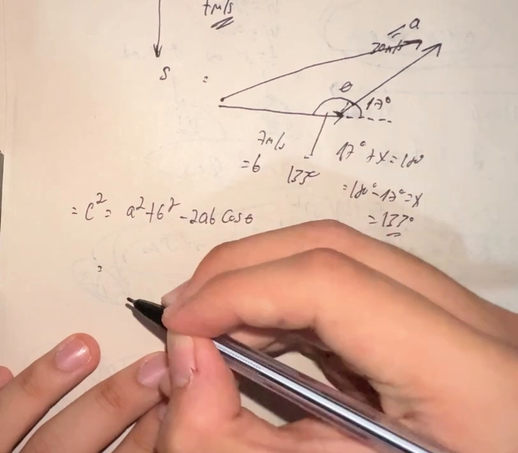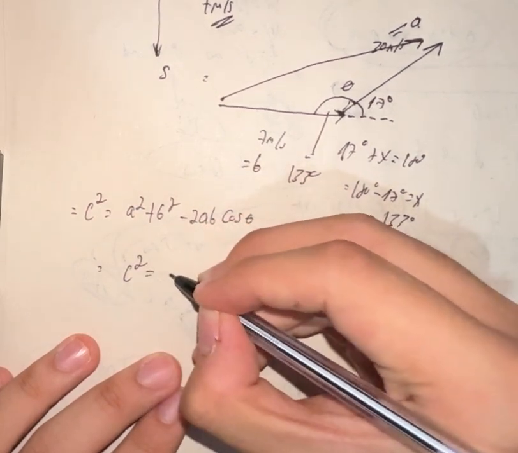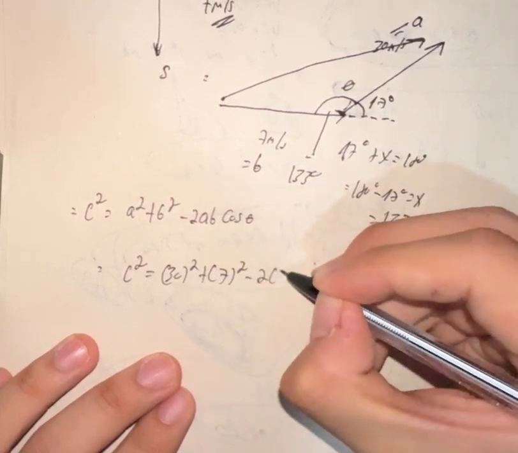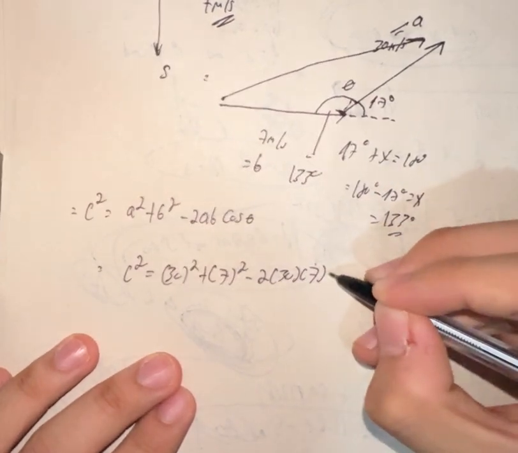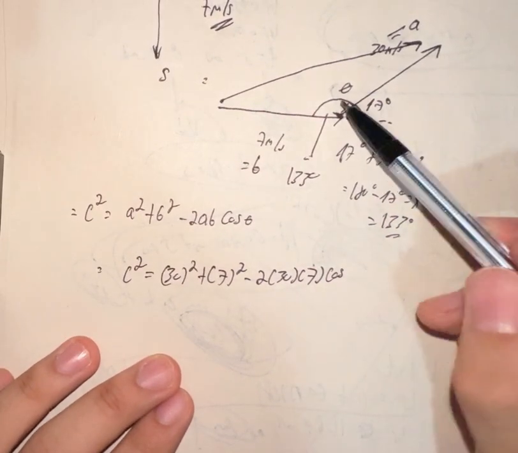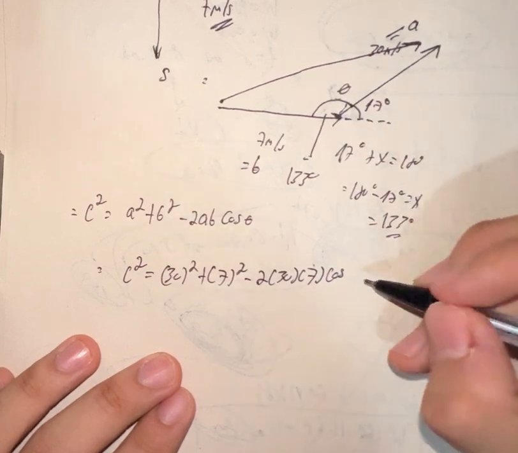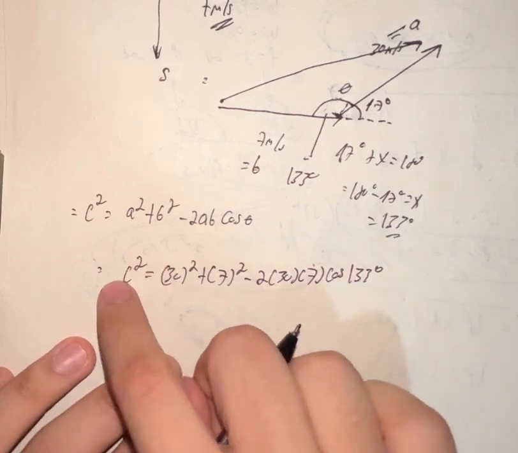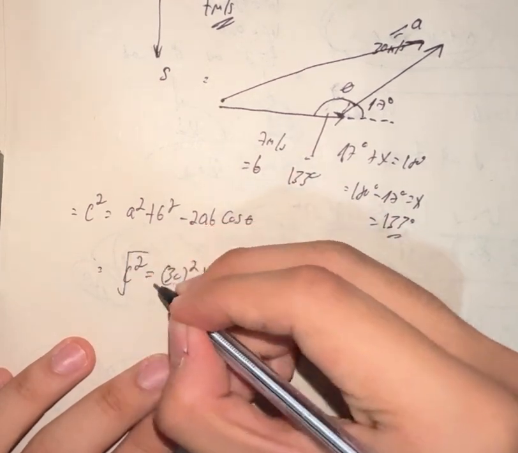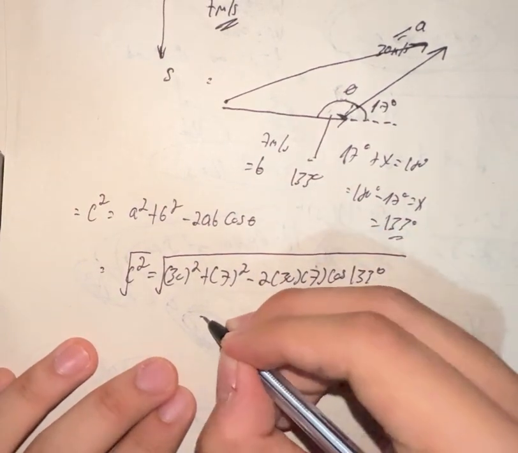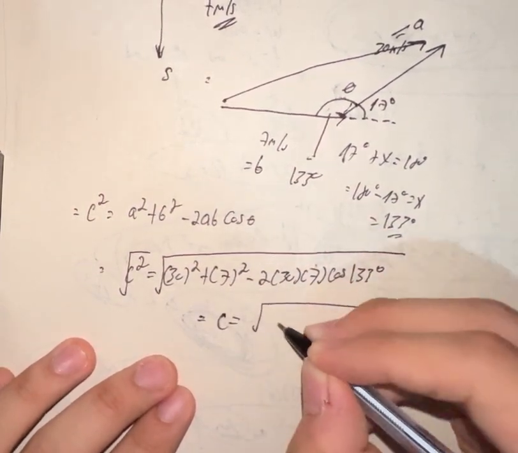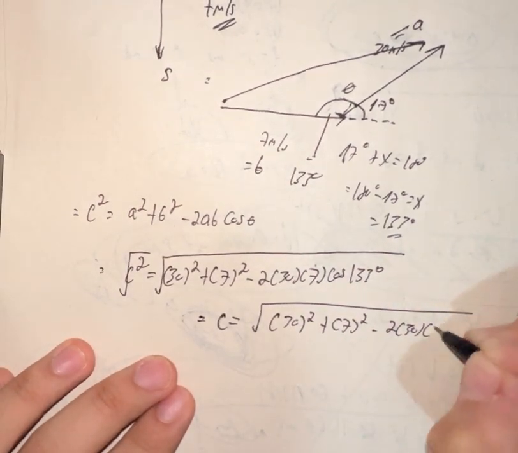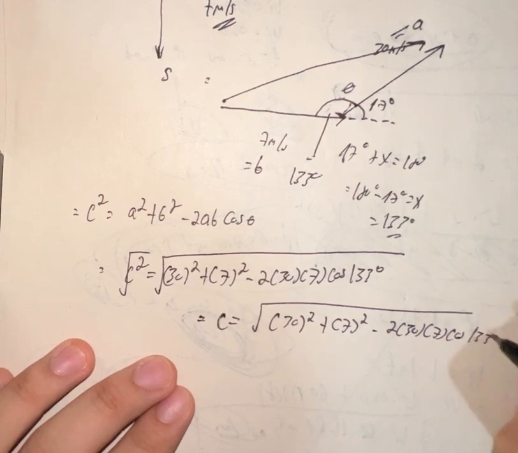Substituting those values, c squared equals 30 squared plus 7 squared minus 2 times 30 times 7 cosine theta. And you might be wondering, what's theta? We solved theta here: cosine 133 degrees. Now we have to isolate C, so we square root both sides. So C is equal to the square root of 30 squared plus 7 squared minus 2 times 30 times 7 cosine 133 degrees.